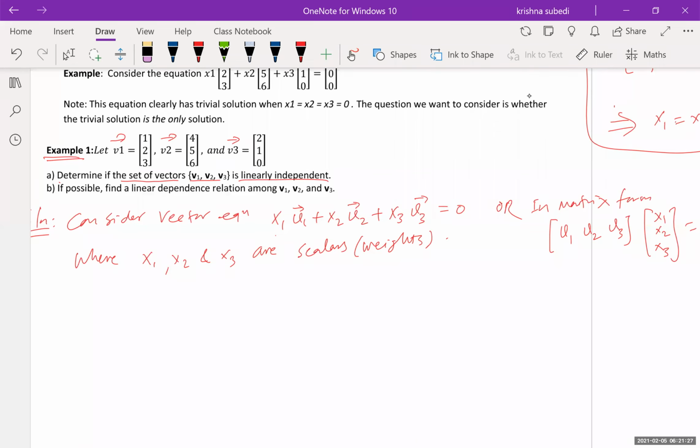Now we need to solve this system. In order to solve the system, you can consider the augmented matrix. So the augmented matrix will be, for this, let us consider the augmented matrix.